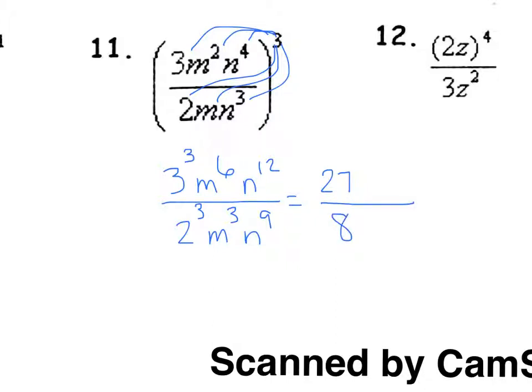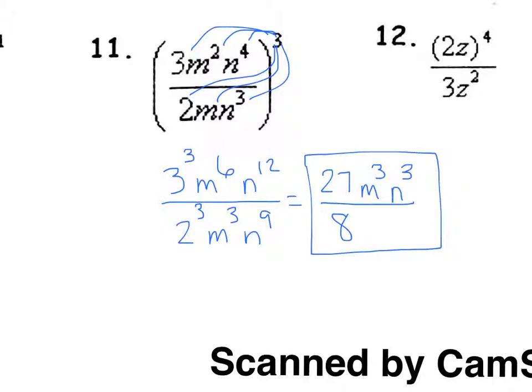Then you look at your m's and your n's. This is division, so we're going to subtract them to the bigger side. Since the 6 is bigger on the top, the m is going to go on top. I subtract 6 minus 3. That's 3. N's are bigger on the top, so the n goes on top. 12 minus 9 is 3. You cannot simplify this fraction any further. 8 does not go into 27. So this is as simple as it's going to get.